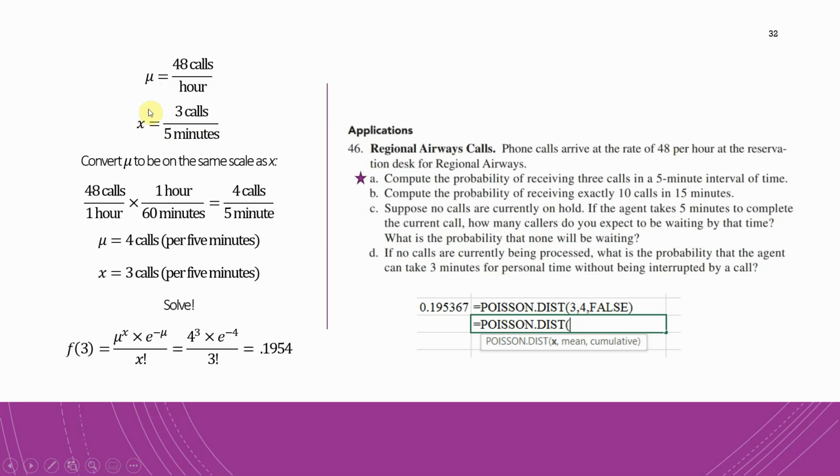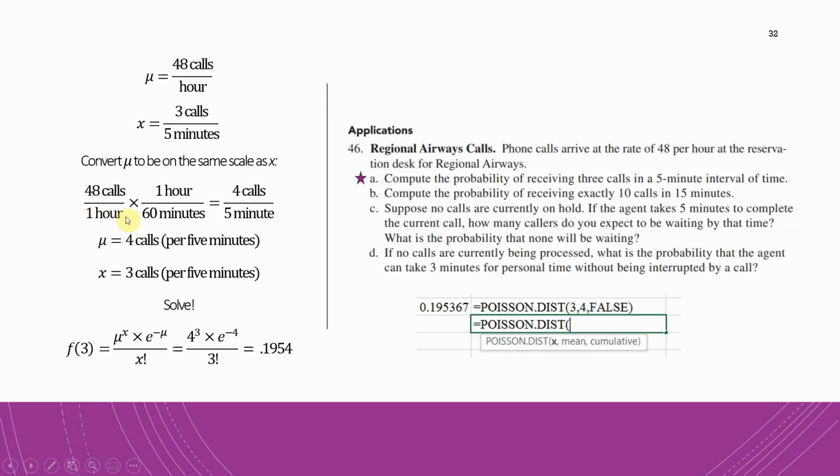So we're interested in solving for a 5-minute interval. We need to get this hour into a 5-minute interval, so we have to convert this. How do we do that? Let's convert mu to be on the same scale as x. Let's start with what we know. We know that mu right now, the mean, the expected value, is 48 calls per 1 hour. But we want it in a 5-minute interval.